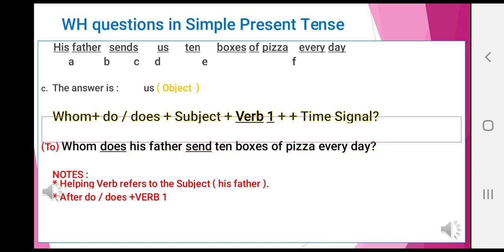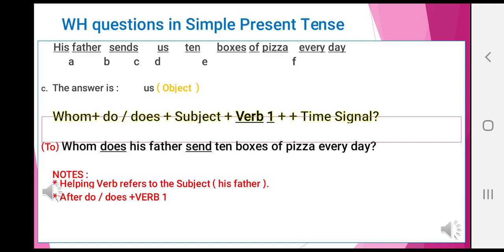Don't forget, helping verb refers to the subject. The subject is his father. And after "do" and "does", we use verb 1. Okay, got it? Okay, next page.